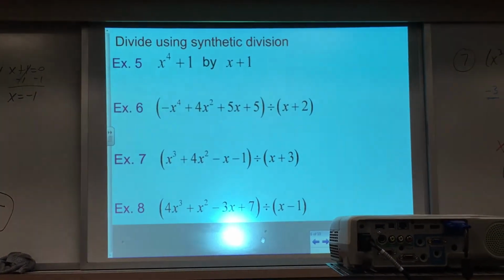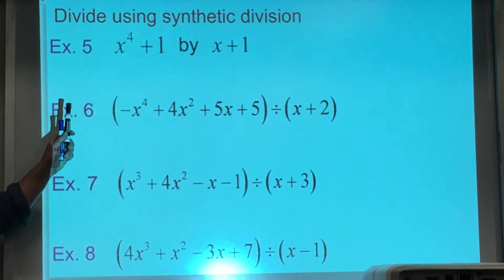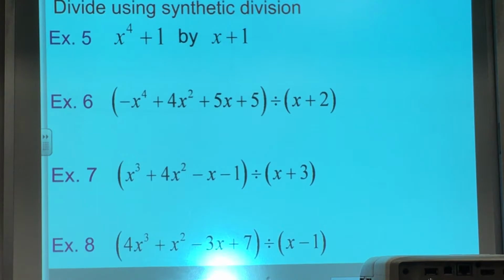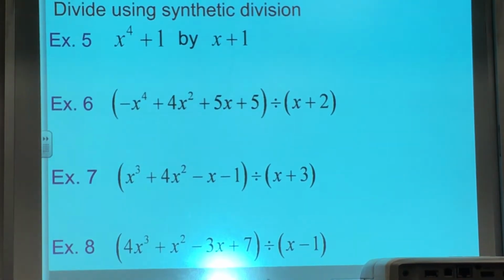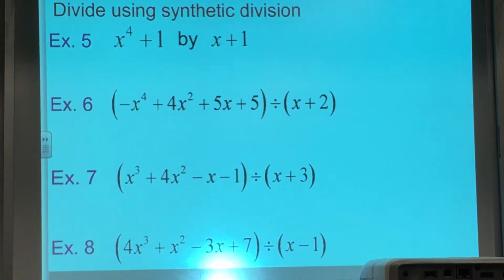So again, I just completed examples 5 and 7. So go ahead and do 6 and 8. And again, same process like always. I will be calling 2 volunteers to come up to solve these for us. Okay. All right.